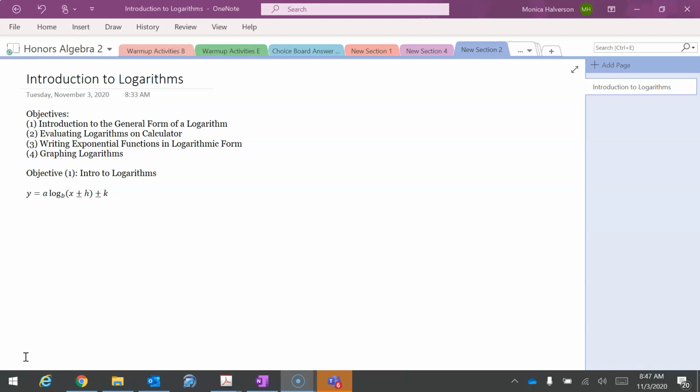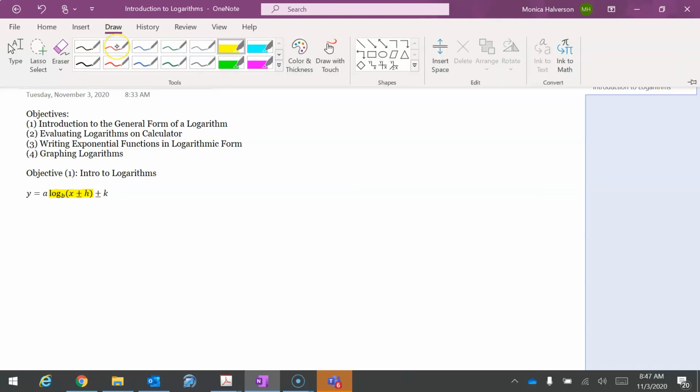So the first thing we want to do is look at what the general form of a logarithm is. The general form of a logarithm is y equals a times log base b of the quantity x plus or minus h, plus or minus k. Now, something very important I want to highlight is that this is considered a single term. Log base b of the quantity x plus or minus h is a single term, and it can never be separated. It can never be manipulated. Okay? Now, what are all these other components?